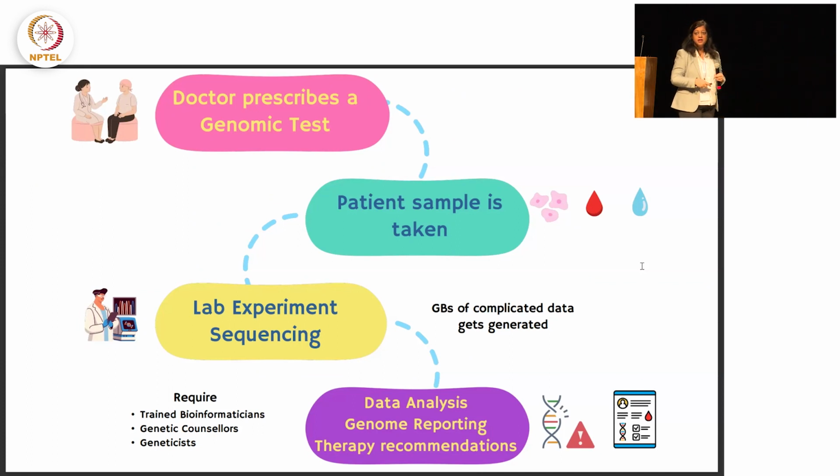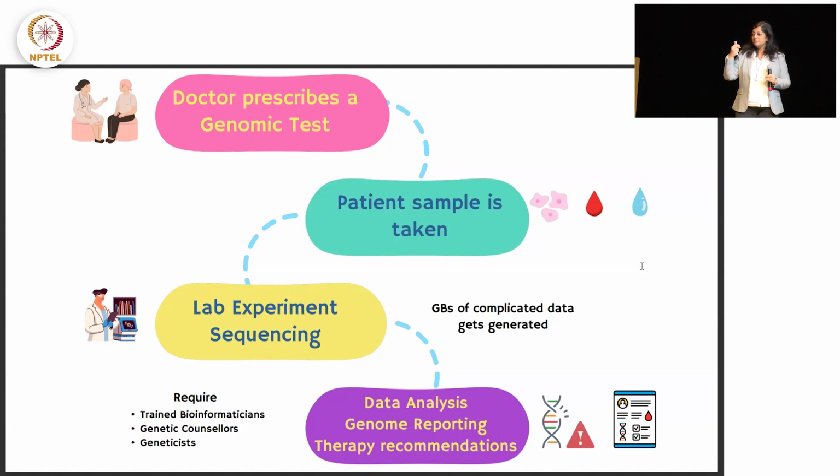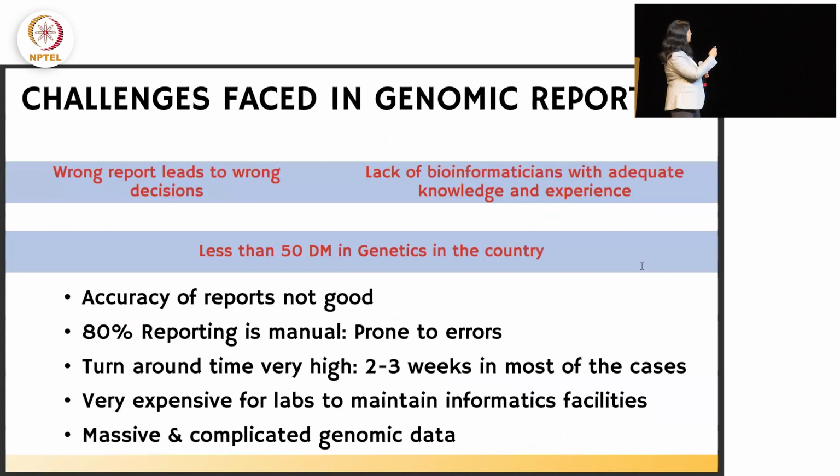and the lab experiments get done. And to excite you more, a lot of data, GBs of complicated data, gets generated as a part of those sequencing experiments, which requires efficient algorithms, efficient training to predict or identify those mutations, and trained bioinformaticians, genetic counselors. And I think this crowd definitely understands that there is a lack of many such skilled people, especially in our country and actually across the world as well, to identify the mutations and report the findings. Now, I summed up everything in here.